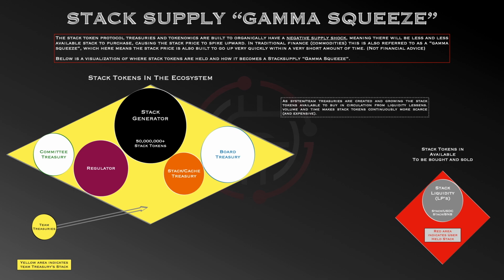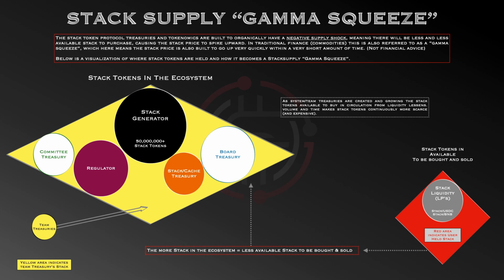So as the protocol treasuries are stack participants, the larger they grow, along with more team treasuries being created as well as growing, there'll essentially be less stack available on the market to be purchased. Remember, there'll only ever be 100 million stack minted, and they'll never be burned. However, the gamma squeeze allows stack tokens to be organically held within system and team treasuries.